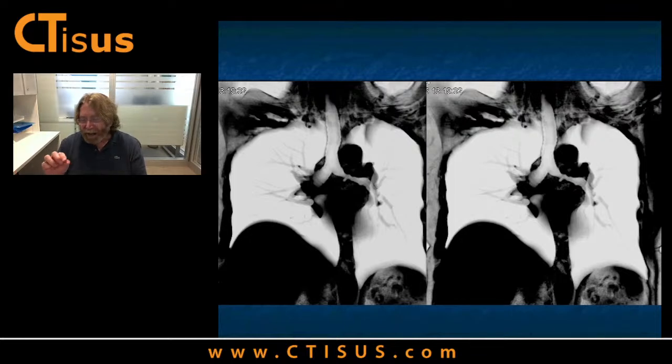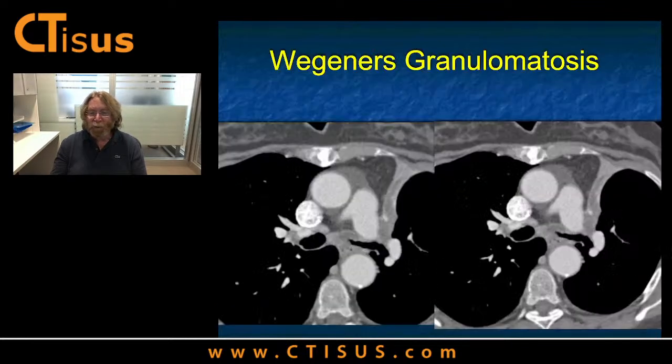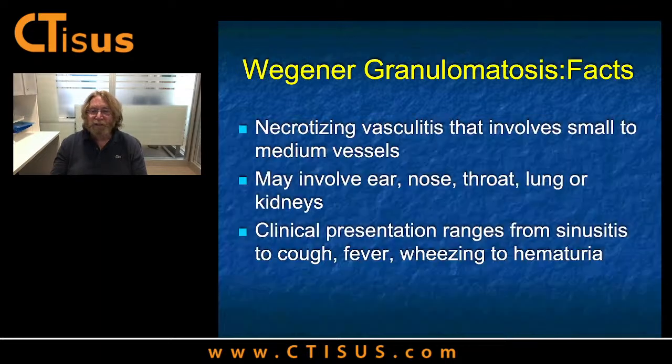And when you see narrowing of the airway, when you see occlusion, yes, you think about tumor, but you have to think about things like vasculitis or other unusual conditions. And Wegener's is one of the classic diseases that gives you narrowing of the airway. Wegener's is an interesting disease. It's a necrotizing vasculitis involving small and medium vessels. Presentation ranges from sinusitis to cough, fever, wheezing, and hematuria. You can imagine what this patient's symptoms were.